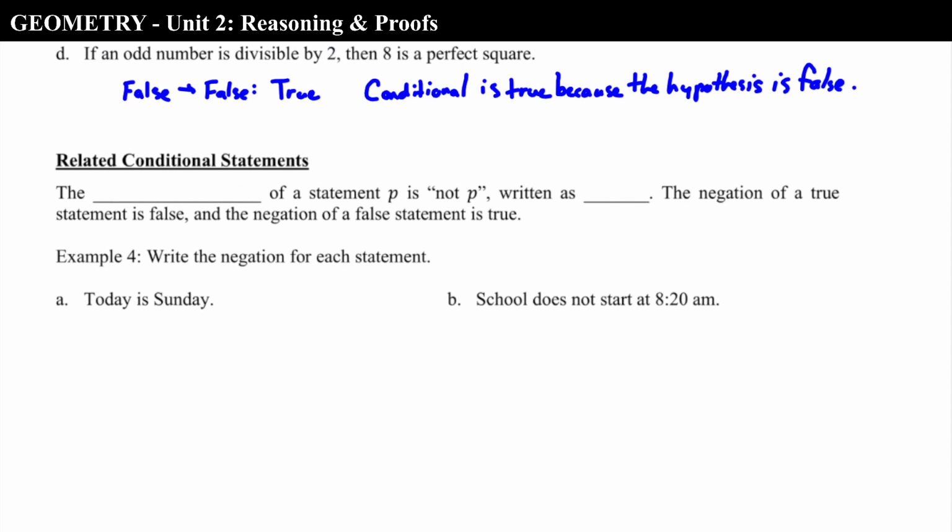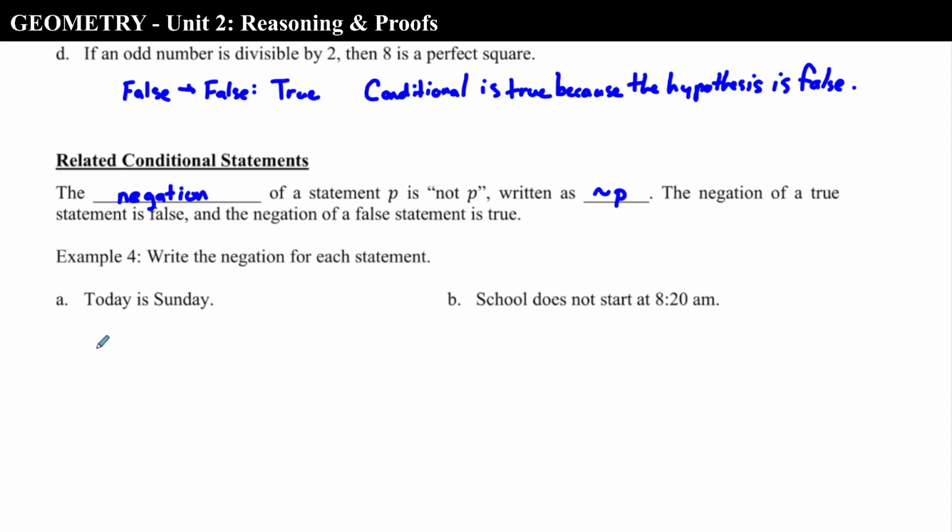Now let's talk about related conditional statements. So the negation of a statement, and this is probably going to be one of the easiest concepts that we're going to do here. The negation of a statement, P, is not P, and we write it symbolically as tilde P. The negation of a true statement is false, and the negation of a false statement is true. Okay? This is kind of like making something negative in math.